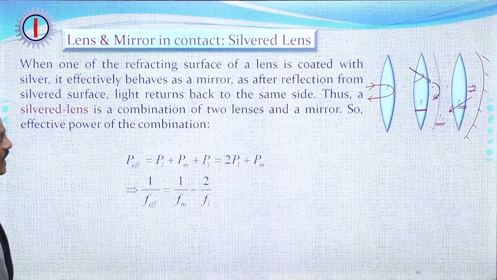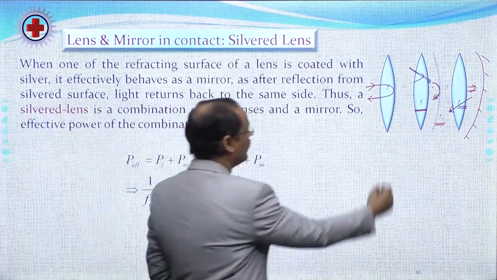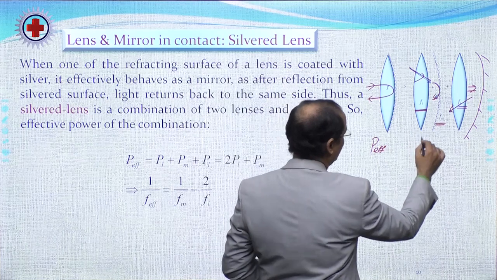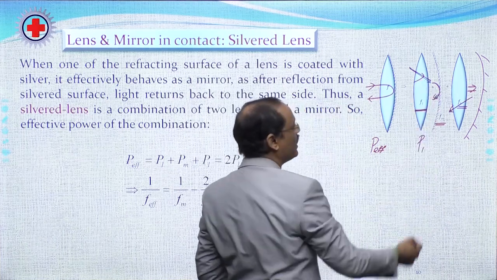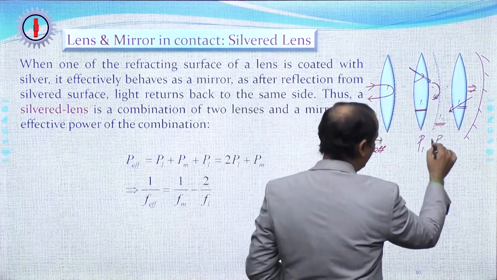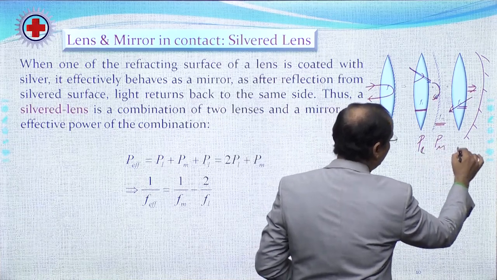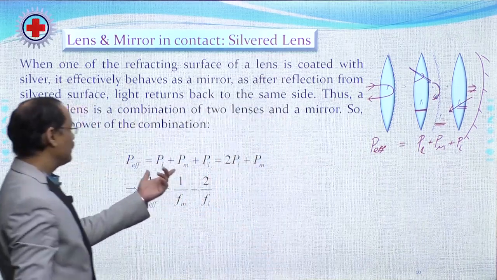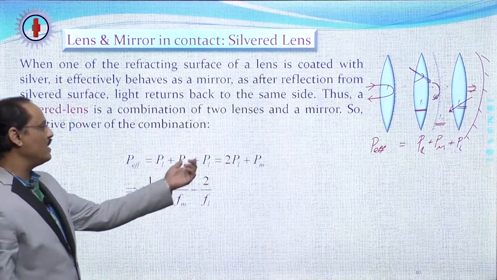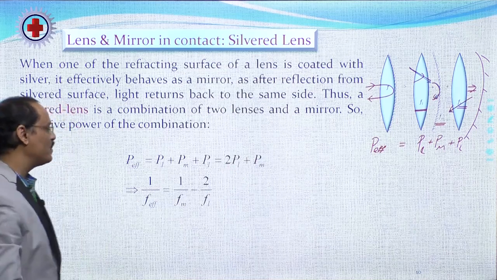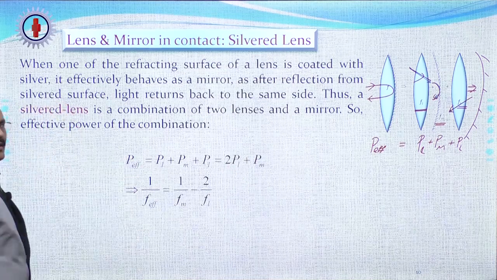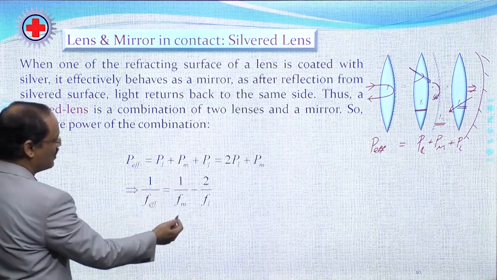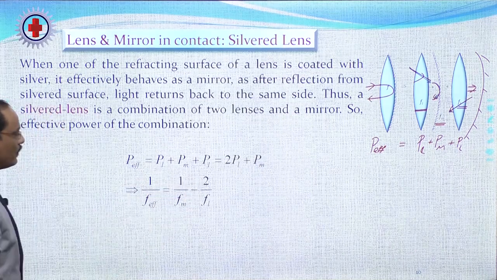So, what do we get? The effective power of the combination. If this is a silvered lens, and P effective is the power, P1 is the bending by the first lens, then by the mirror and then by the lens again, the sum will be the effective power. That is, P effective is PL plus PM plus PL, that is 2 PL plus PM. If I put in their relation with focal length, then we have 1 by F effective is equal to 1 by Fm minus 2 by Fl.